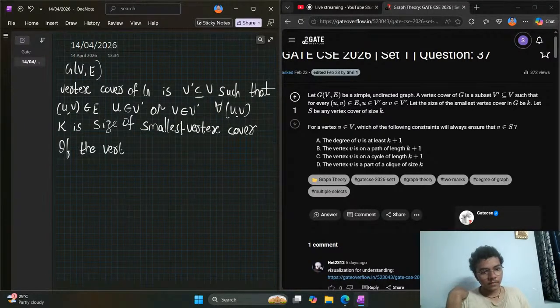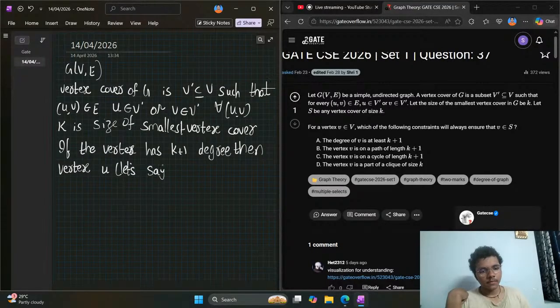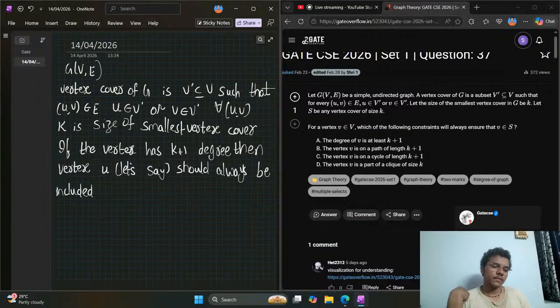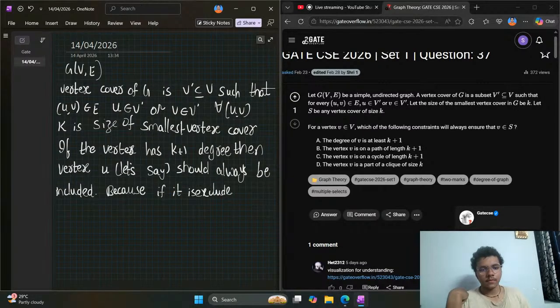If the vertex has k plus 1 degree, then vertex U, let's say, should always be included, because if it is excluded, the size of the vertex cover won't be k.